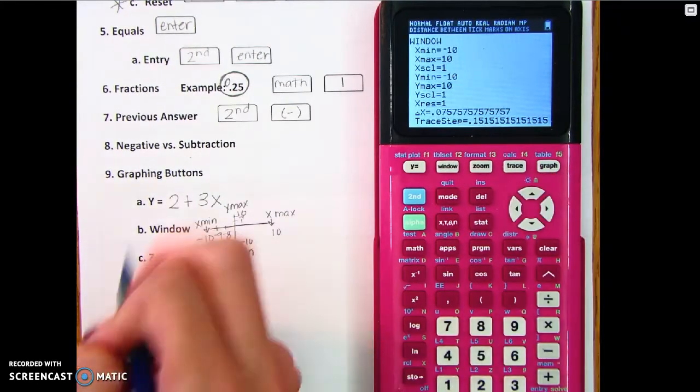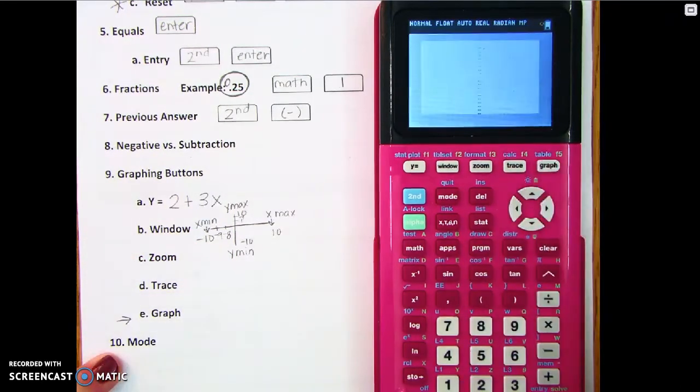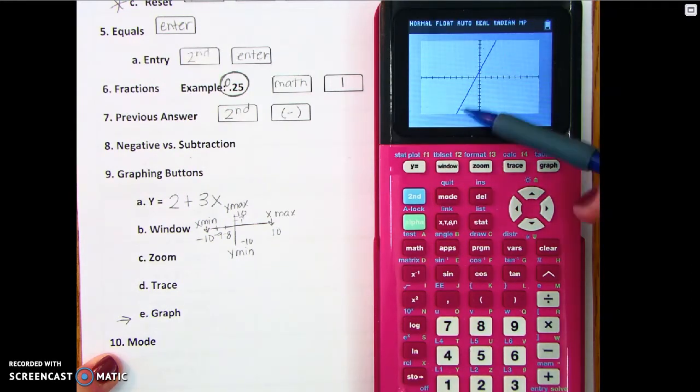So graph, I'm moving down here to E. Just hit the graph button and we see our line. Of course, remember your arithmetic sequences are linear. So we have a straight line here, goes on forever.